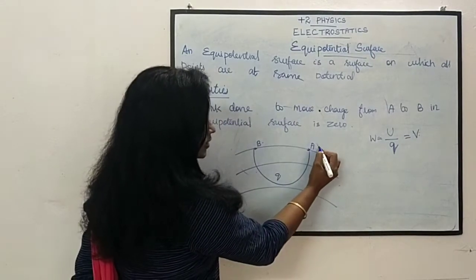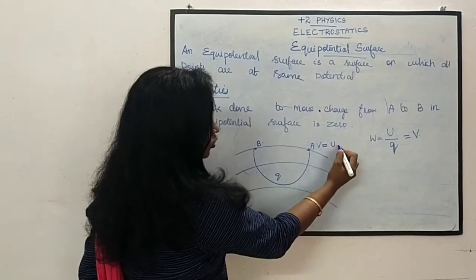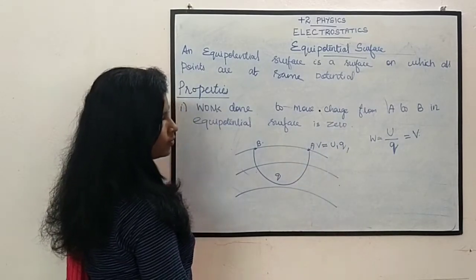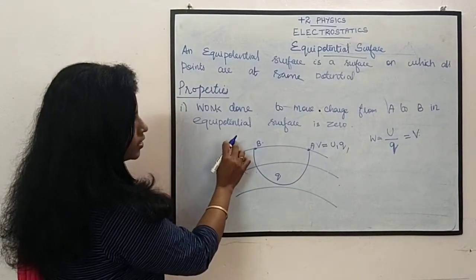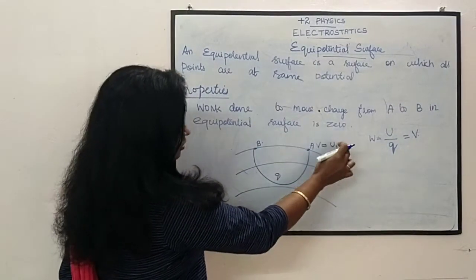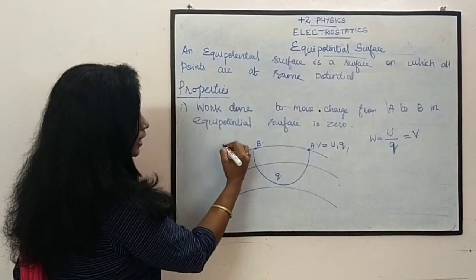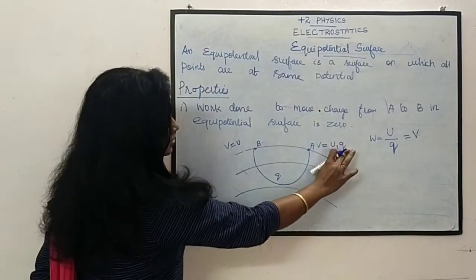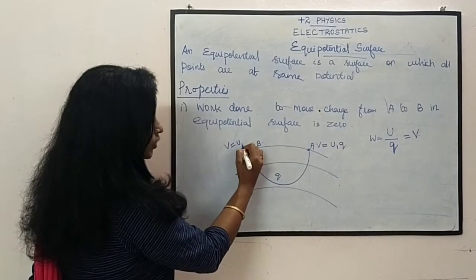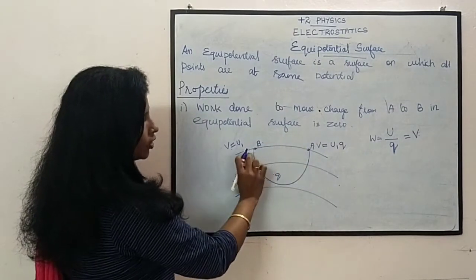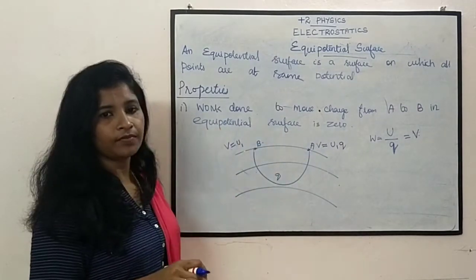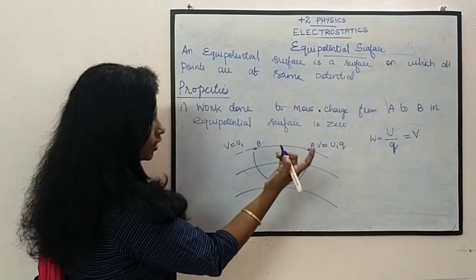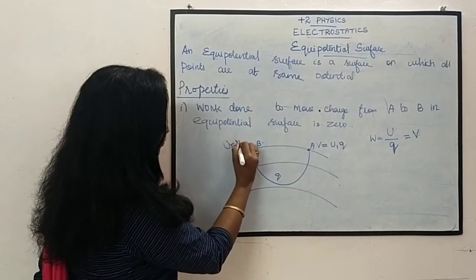Okay, so at this point we can write it as U1 into Q1. Similarly at this point we can write U equal to this one. Similarly here also we can write U is equal to the same charge, right? The charge is the same. So the potential here, we know that at the equipotential surface the potential will also be equal, right? So we can write U equal to V1 into Q.